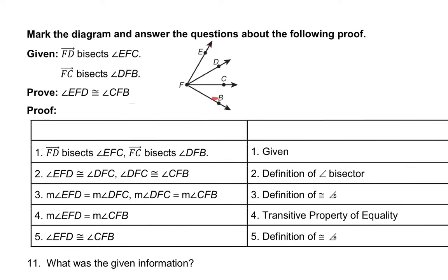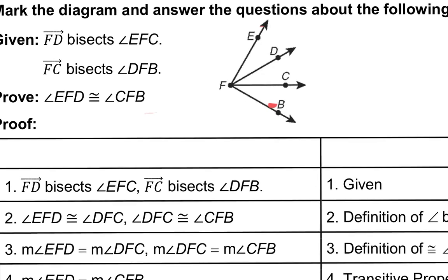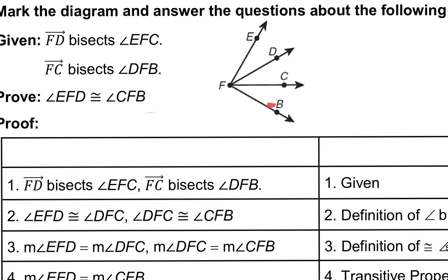So here's what we're given. In this diagram, we are told that FD bisects angle EFC and that ray FC bisects angle DFB. We're trying to prove that angle EFD is congruent to angle CFB. So I'm going to mark this up with what we know so far. You can use multiple colors here or just different geometry markings. I'm going to try to do that for you because I'm assuming you're using a pencil or a pen.